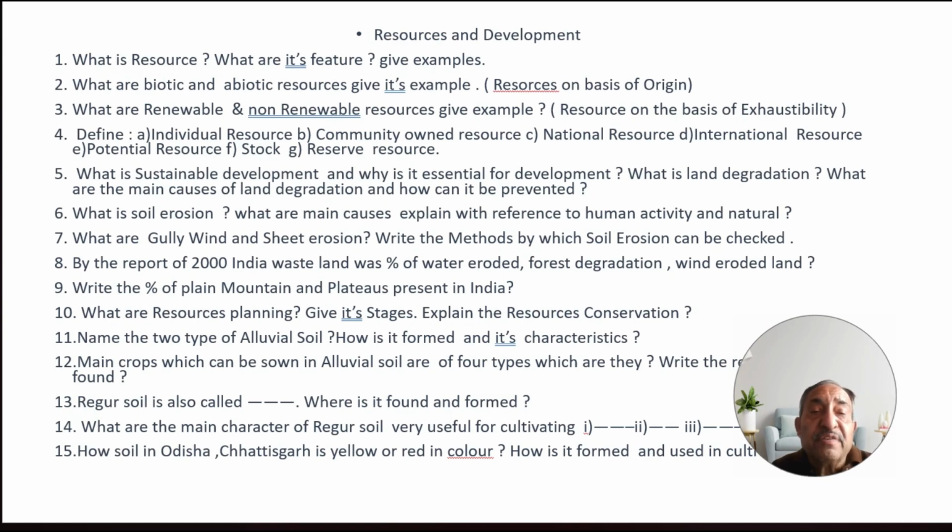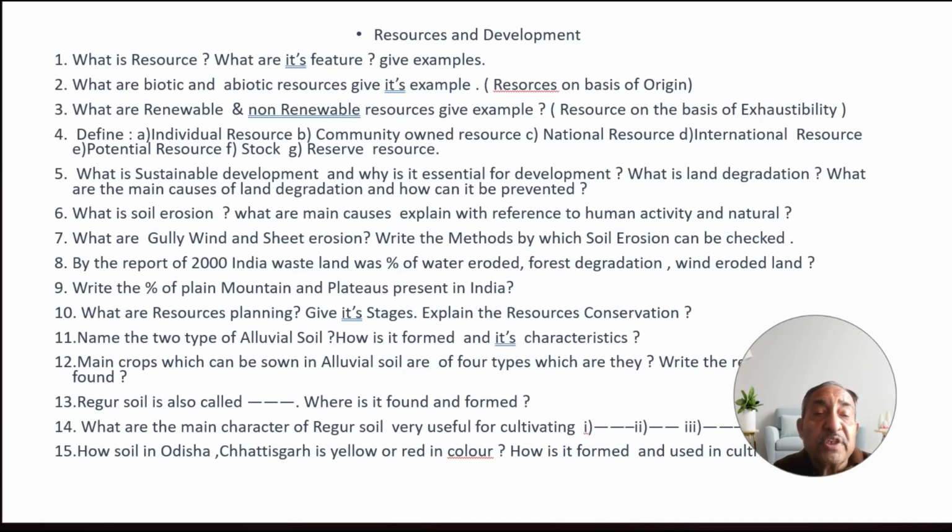What is gully and sheet erosion? Write the method by which the soil erosion can be checked, यानी कि रोका जा सकता है. Next, by the report of 2000, India's wasteland was, percentage of water eroded, forest degradation or wind eroded land. Write the percentage of the plain, mountain and plateau present in India.